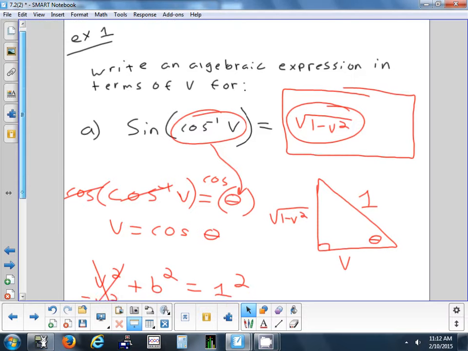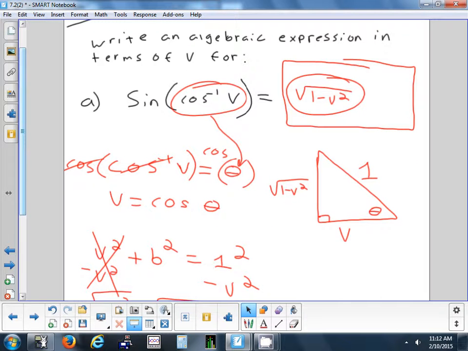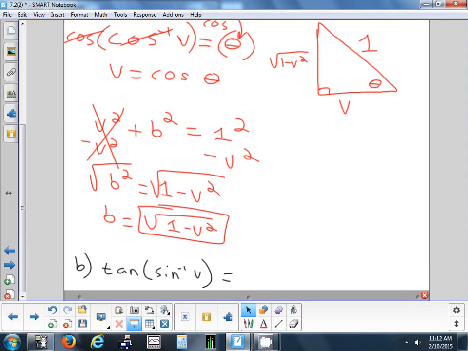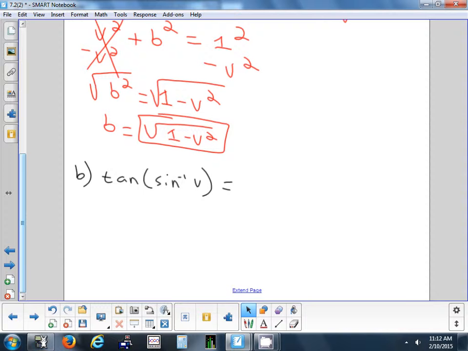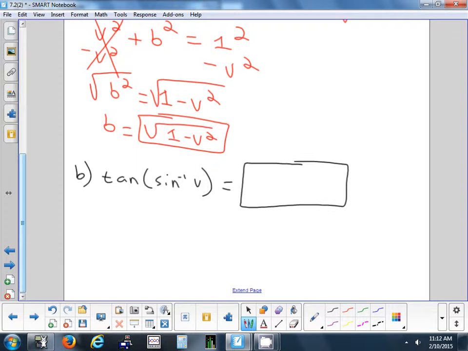Let's try another one. You could have any regular trig function on the outside and any inverse trig function on the inside, and you could do this. Let's try the tangent of the inverse sine. Okay, so we want to get an algebraic formula. All right, who can tell me my first step? It's the very first thing I should write down.